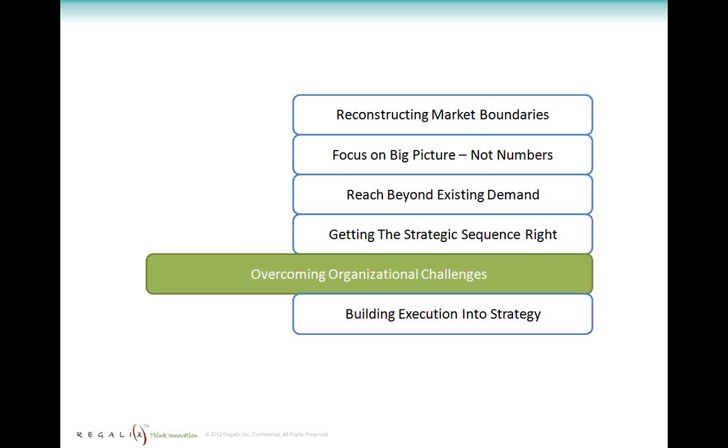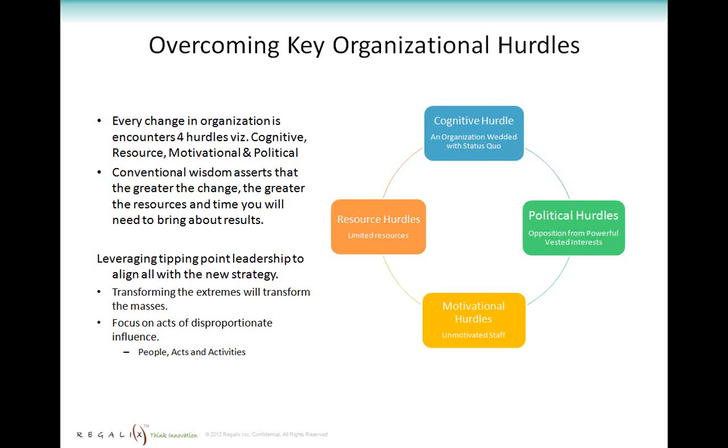Next, we come to the execution principle. The first of the execution principles is called overcoming organizational challenges. As we also know, every change in an organization encounters 4 hurdles. Basically, they're called cognitive hurdles, the hurdle where an organization, or the people of an organization, are so wedded to the status quo. The second is called resource hurdles.